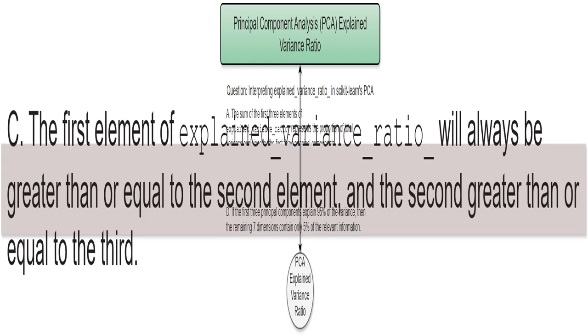This is absolutely true. PCA orders the principal components so that the first one captures the largest amount of variance, the second captures the second largest amount, and so on. It's like sorting the components from most to least important.